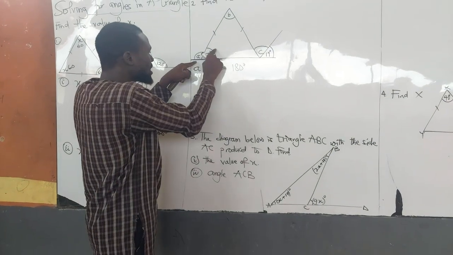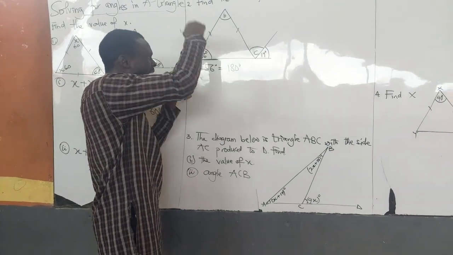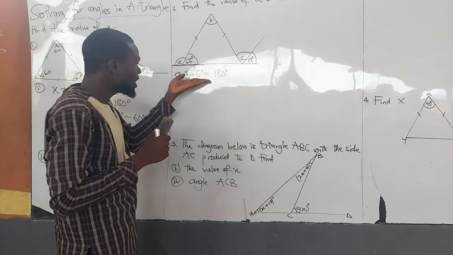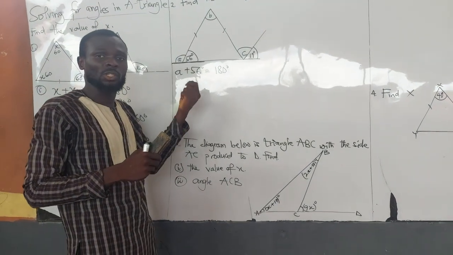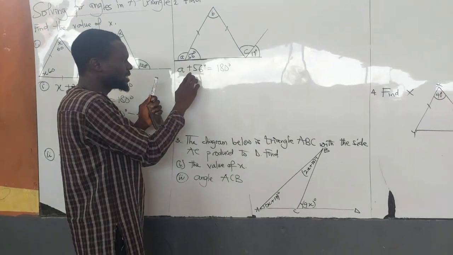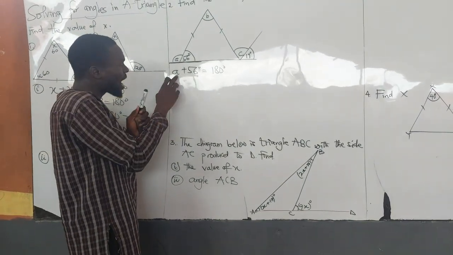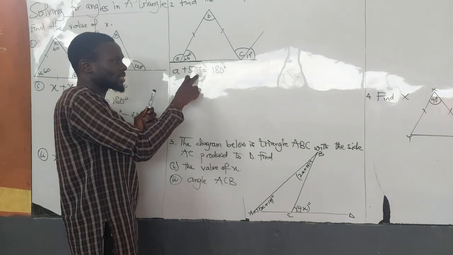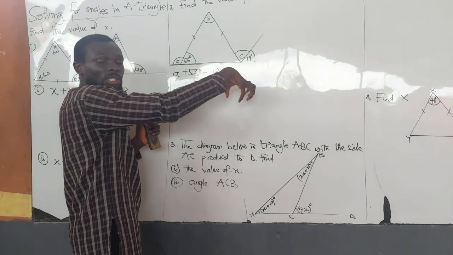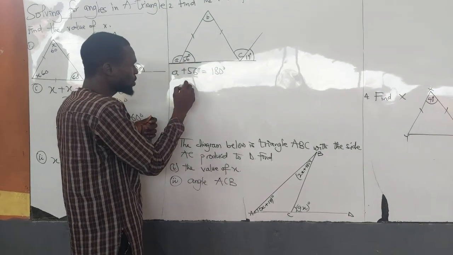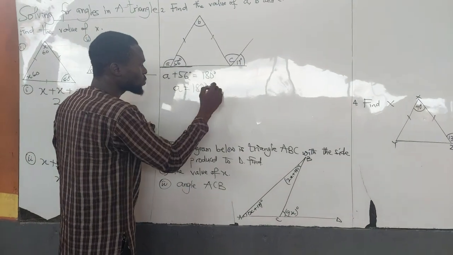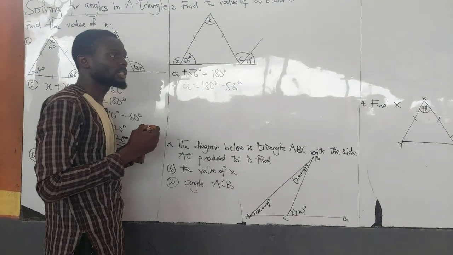This is because this and this are on a straight line, and angles on a straight line sum up to 180. Now from here, what do we do? Our interest is to make A the subject. Making A the subject means let A stand alone. So you have plus 56. This plus 56 will move, or shift, to the other side. So this is going to give you A is equal to 180 degrees, when this one crosses, giving you 56 degrees.